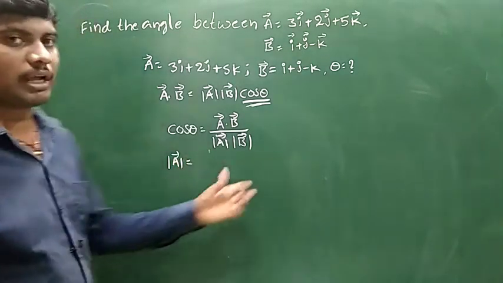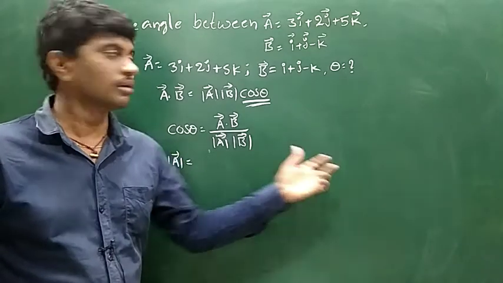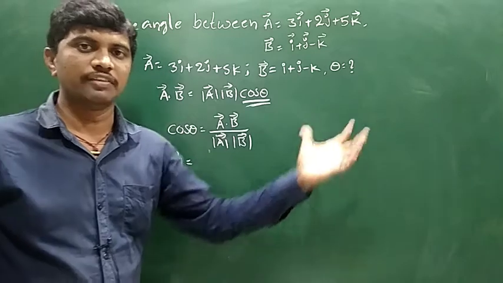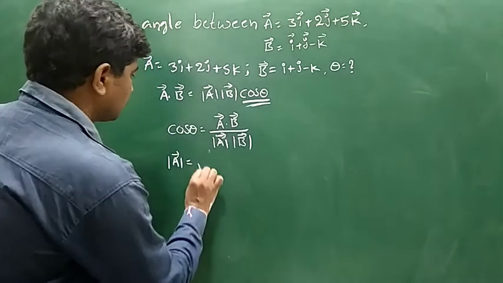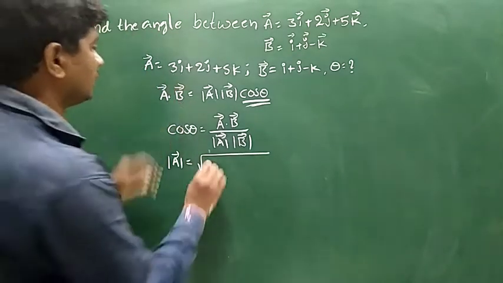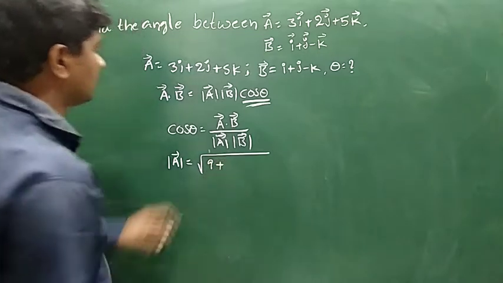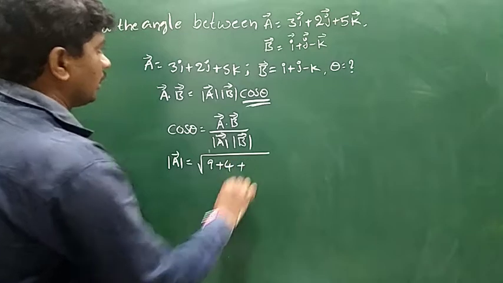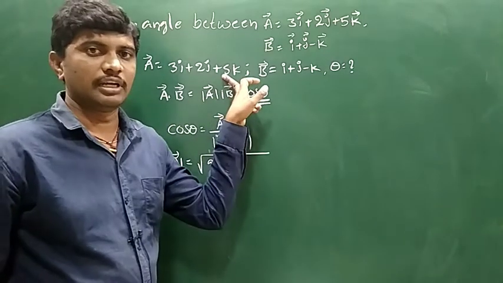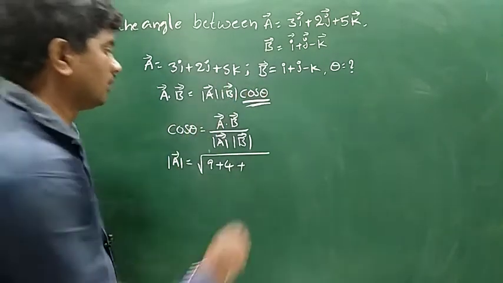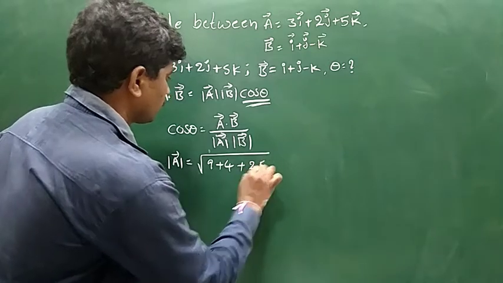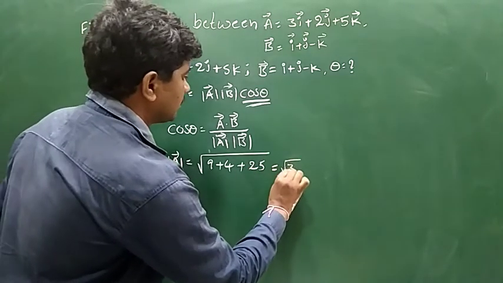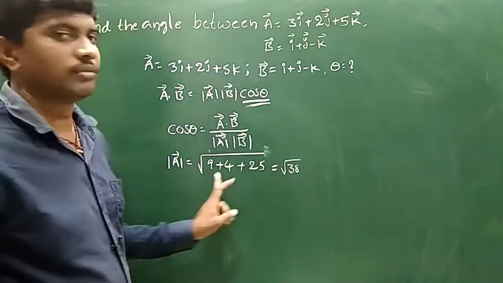The formula of magnitude of A bar, with three components x, y, z, is ax square plus ay square plus az square. ax square is 3 square, which is 9, plus ay square is 2 square, which is 4, next az square is 5 square, which is 25. 9 plus 4 plus 25 is equal to root 38. This is the magnitude of A bar.